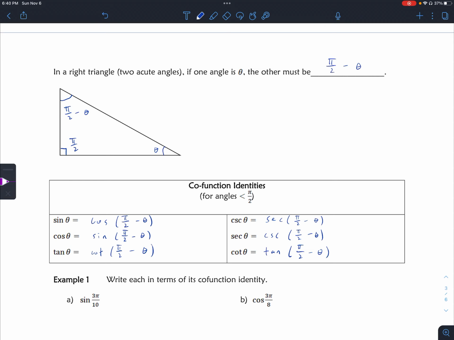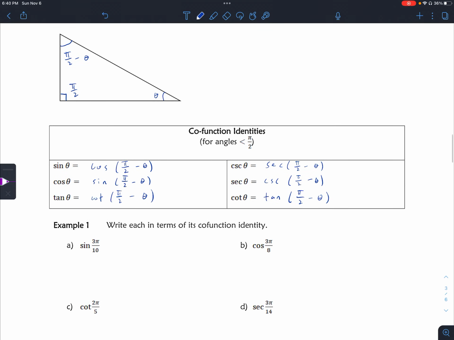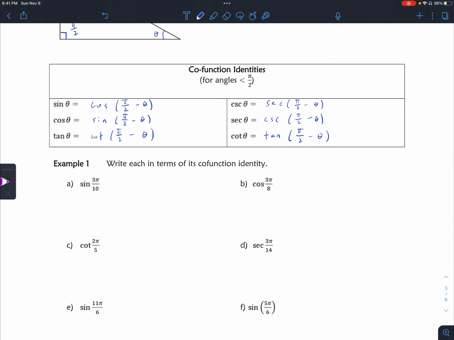Okay, so these are known as the cofunction identities. They have to do with a 90-degree angle, right? They have to do with two complementary angles that add up to 90. Okay, so let's use these. Let's use the cofunction identities in order to evaluate these here.